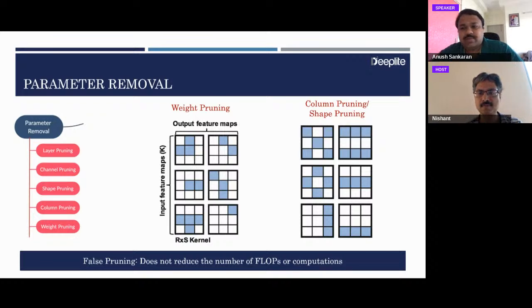In fact, most of the research papers that exist today in pruning do what we call unstructured pruning. These are called unstructured pruning, and it does not reduce the number of flops or computations or the size of the model.